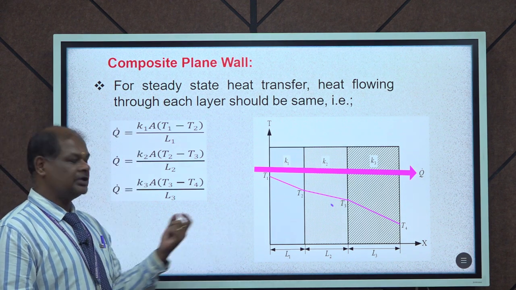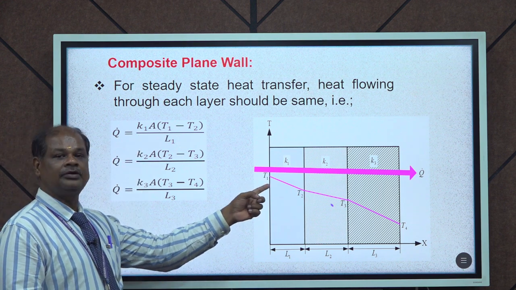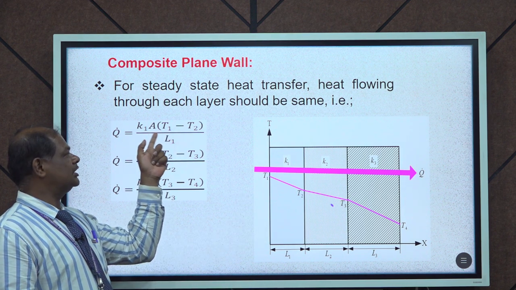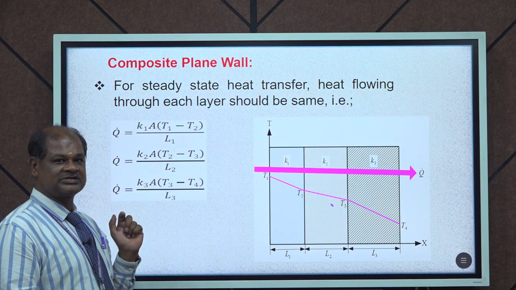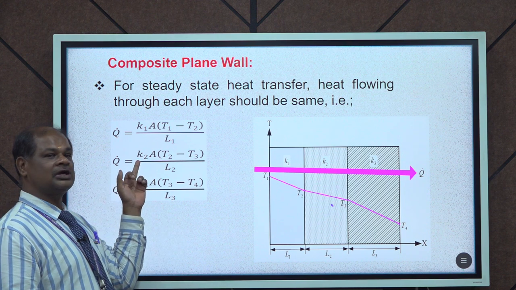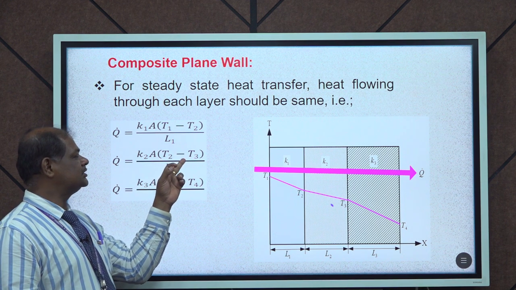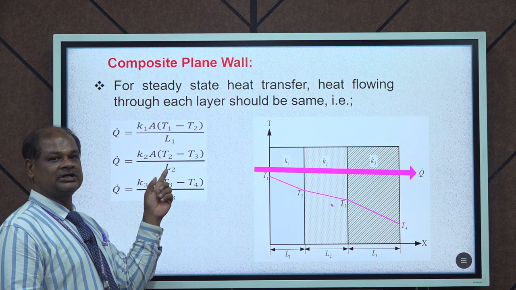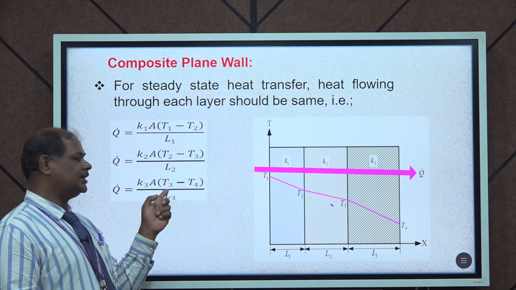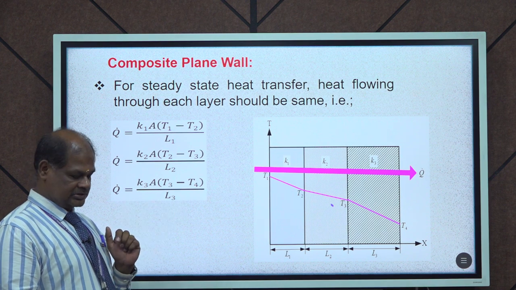We first write Fourier's law of heat conduction: Q is equal to K1 A (T1 minus T2) divided by L1, where K1 is the thermal conductivity of the first layer, A is the area, T1 is the inlet temperature and T2 the outlet temperature of the first layer, and L1 is the thickness of the first layer. Similarly for the second layer, K2 is its thermal conductivity, the area is common, T2 is the inlet temperature and T3 the outlet temperature of the second layer, and L2 is its thickness. Similarly for the third layer, K3 is its thermal conductivity, T3 is the inlet temperature, T4 is the outlet temperature, and L3 is its thickness.